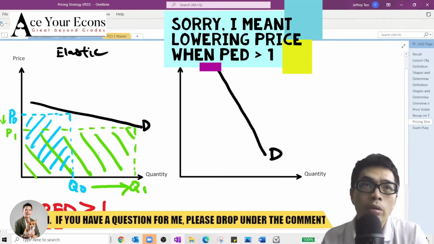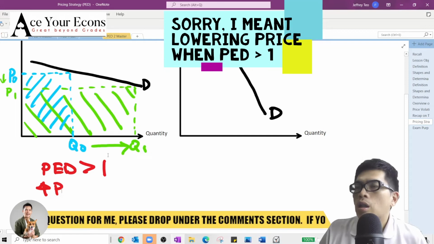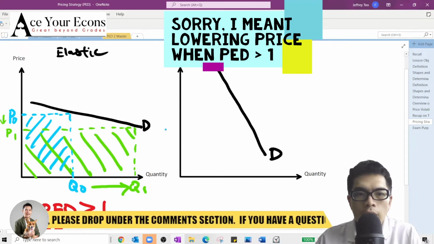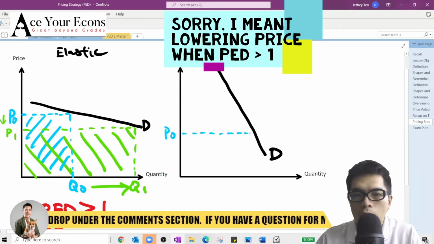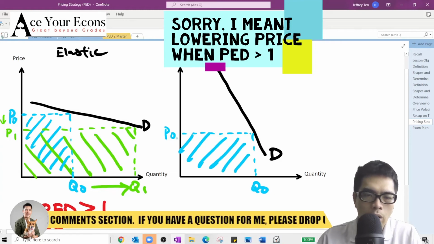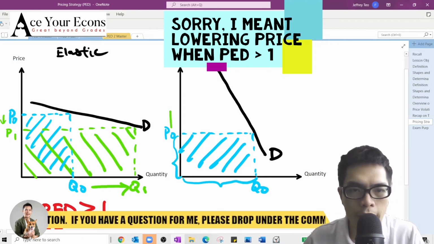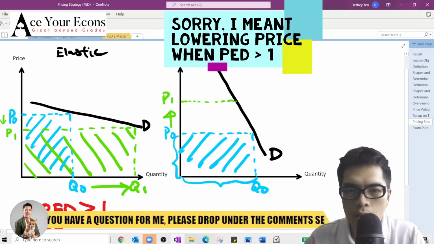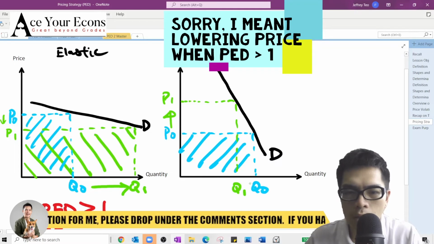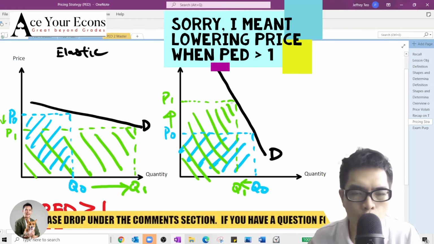Now, what should we do if the demand of the good is price inelastic? What should we do about price? Should we increase or lower price? Let's use the same analogy. Let's start from P0, Q0. Price times quantity will give you your initial revenue. Do you see that? So when there's an increase in price, I'm going to rub away this because it's not necessary anymore, your quantity demanded will fall less than proportionately.